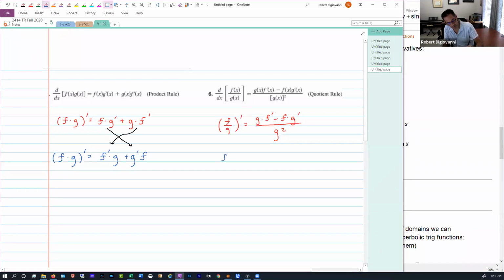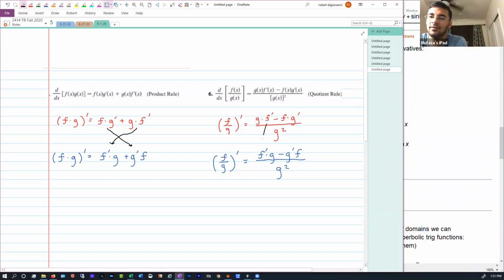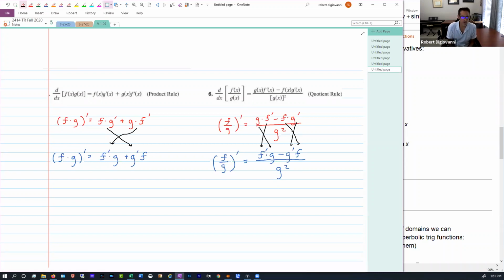Now let's look at the way I teach the quotient rule. It's f prime g minus g prime f all over g squared. So what have I done? The same thing. I switched that and that, and I switched that and that, but everything else is the same. Now that you see them next to each other, does anyone see why I teach it the way I do? So it's easier to remember.